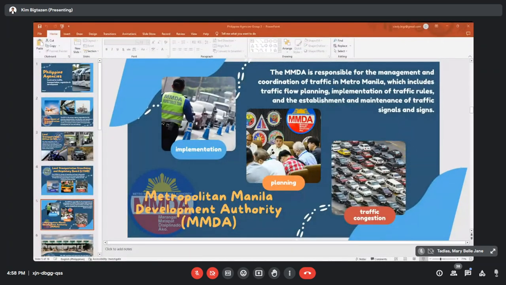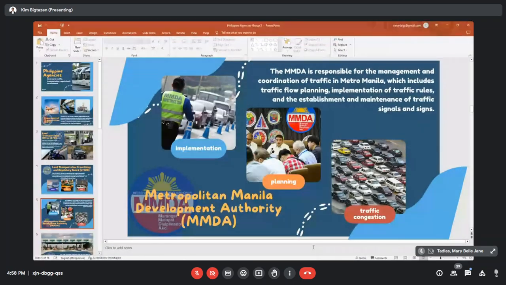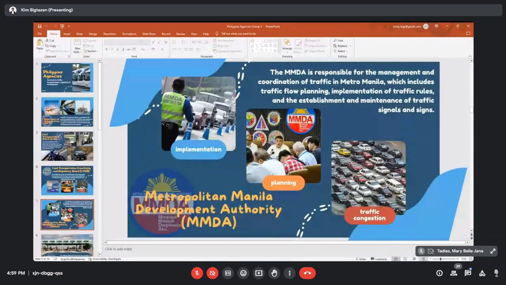So next is the MMDA, Metropolitan Manila Development Authority. The MMDA is responsible for the management and coordination of traffic in Metro Manila, which includes traffic flow planning, implementation of traffic rules, and the establishment and maintenance of traffic signals and signs. So sa Metro Manila kay MMDA man, so sa ato diri sa Cagayan is RTA. Ang MMDA is more on development, while ang RTA kay more on regulations.